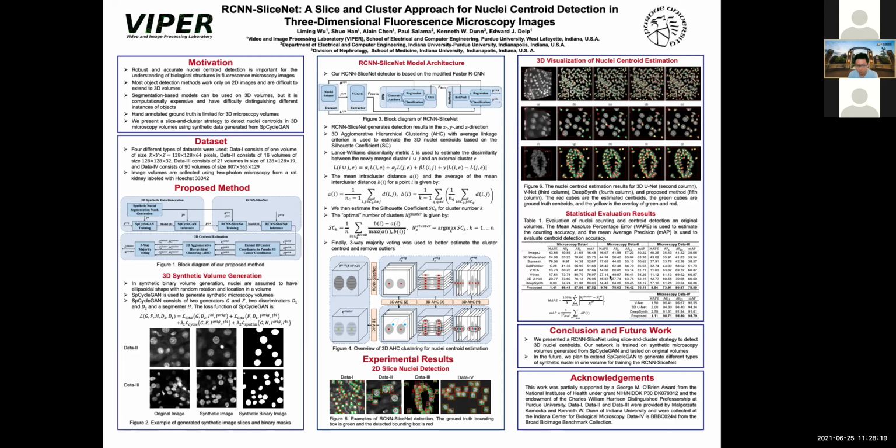To conclude, we present RNN-SliceNet using the slice and cluster strategy to detect 3D nuclear centroids. I think our idea is very straightforward because we just first borrow other popular 2D detection networks, and then we run them on 3 different directions of a volume, and then we figure out a way to fuse these results. So our network is trained on synthetic microscopy volumes.